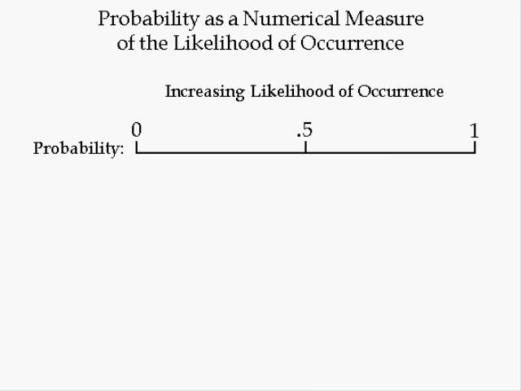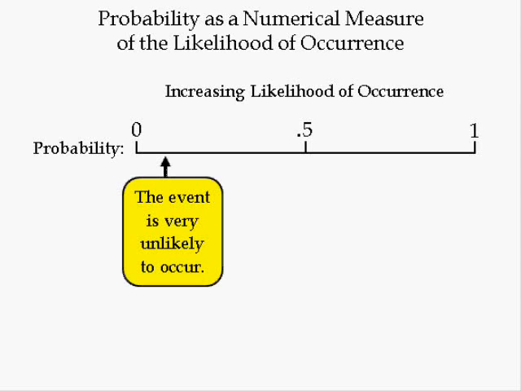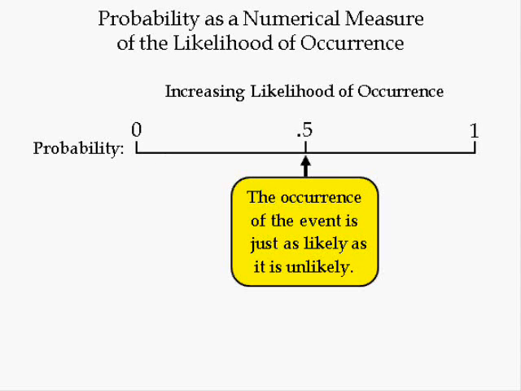Probability is a measure of the likeliness that something, an event, or some outcome will occur. An event that is not likely to occur has a probability near zero. The probability that it will snow in North Carolina in July is probably pretty close to zero. An event that is just as likely to occur as it is to not occur has a probability of 0.5.